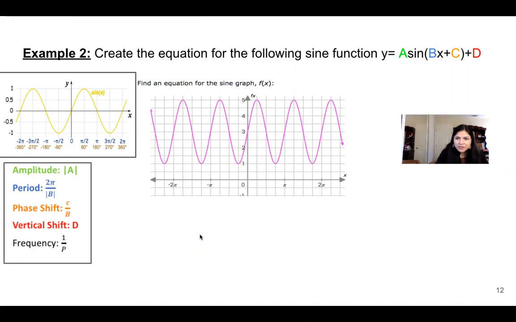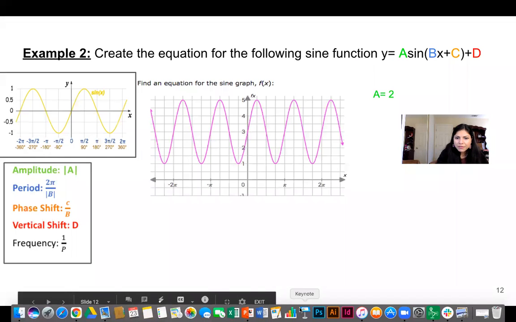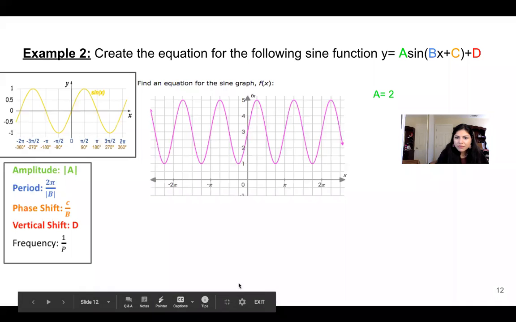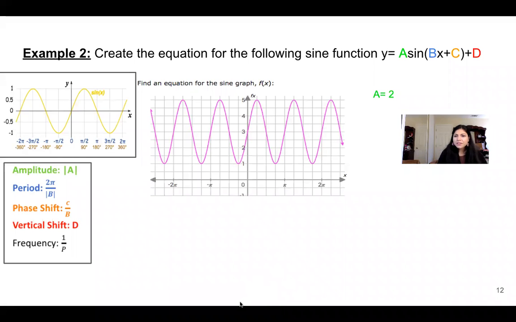The next thing that I'm going to do is go ahead and describe how I found that the amplitude of this particular function is 2. So step 1, in order to find amplitude, what you need to do is draw your midline. Your midline is the line that crosses through your wave horizontally and equally. So it looks like it's right about there. So after I've drawn my midline, I count the distance from the midline to a peak.